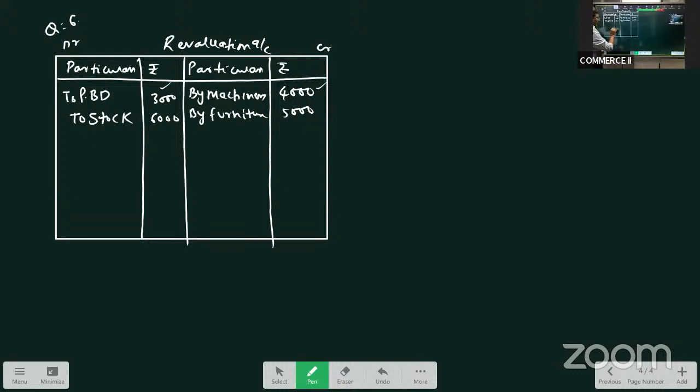So if you see, on both the debit and credit side, we have 9,000 and 9,000. As a result, there is no profit or loss on revaluation. Okay. Then what is the next step? It is goodwill account. What is the value of goodwill given? 20,000. Okay, goodwill is given as 20,000.